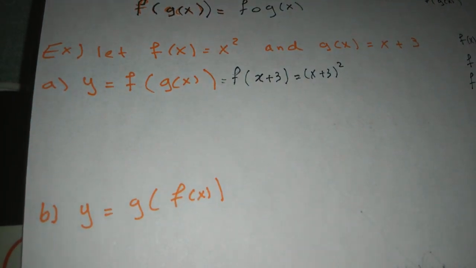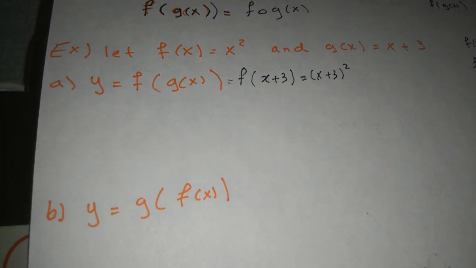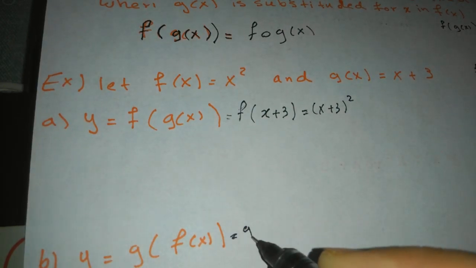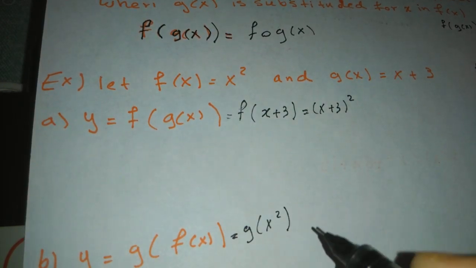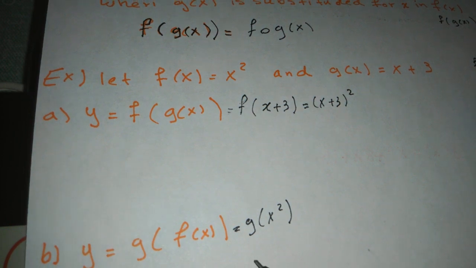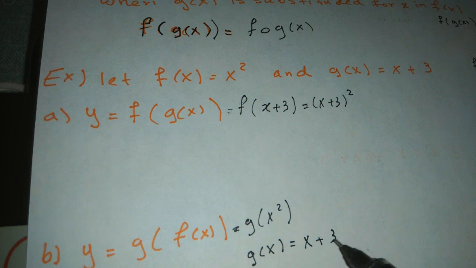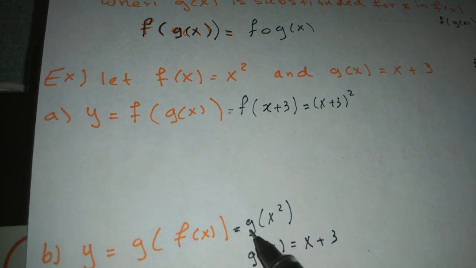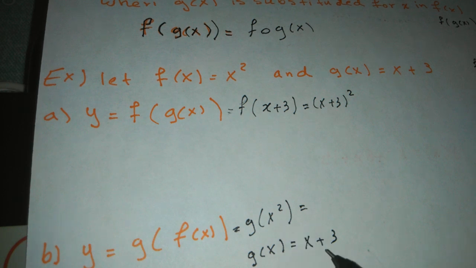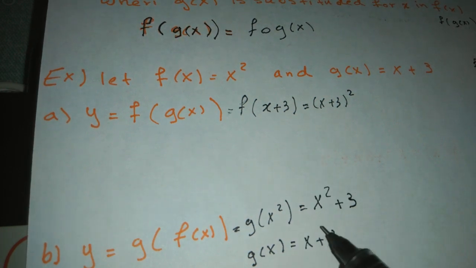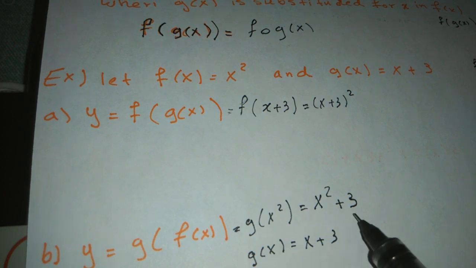Next question, g of f of x. f of x, I had it to be x power 2. And g of x, what is g of x? I had it x plus 3, right? If I want to do g of f of x, it means instead of the x, we have x power 2. Here, instead of the x, I put x power 2. So the answer is x power 2 plus 3.